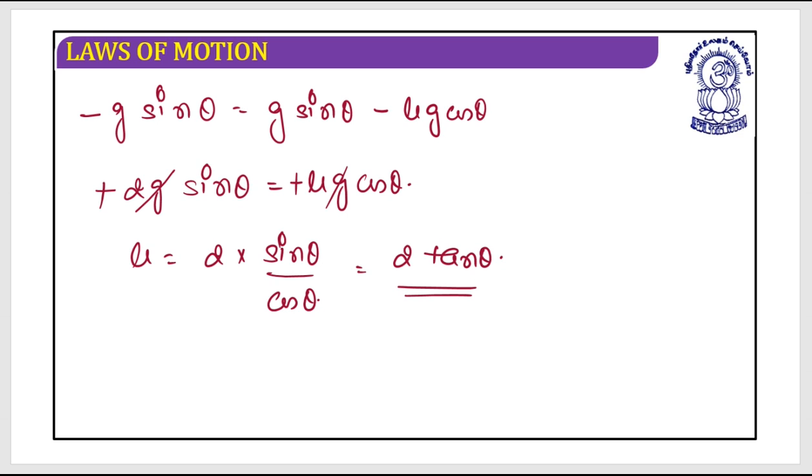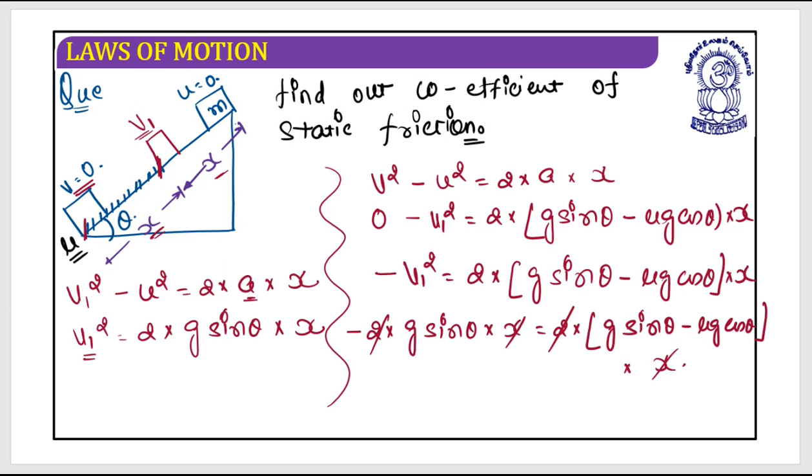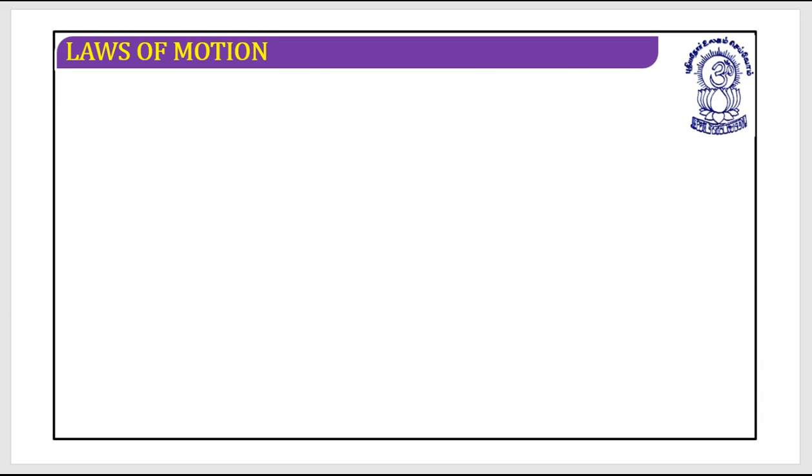I hope this is clear. Is it clear? Mu is equal to 2 tan theta. This is a very, very important question. Please do remember this. It has been asked in previous years in both the examinations. So is it clear? Now can you do this kind of questions? Great.